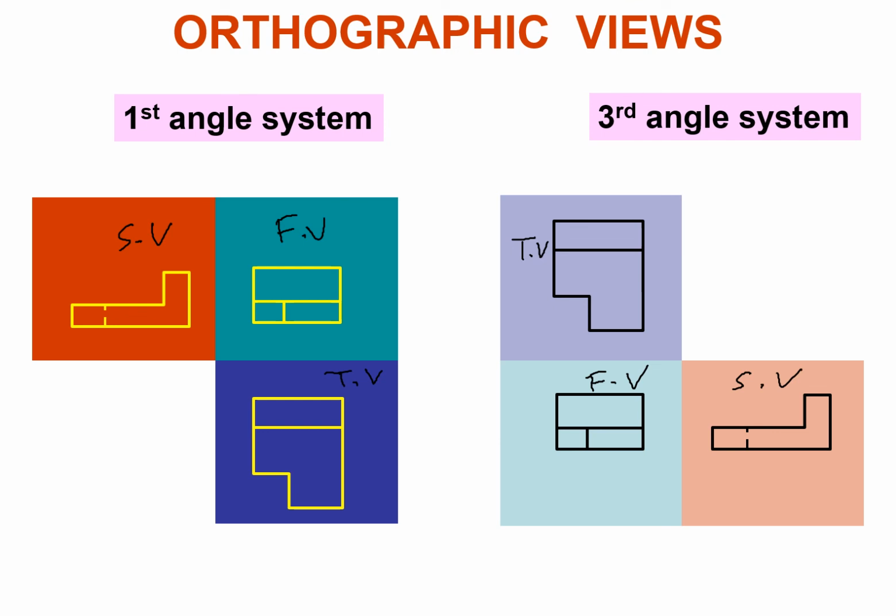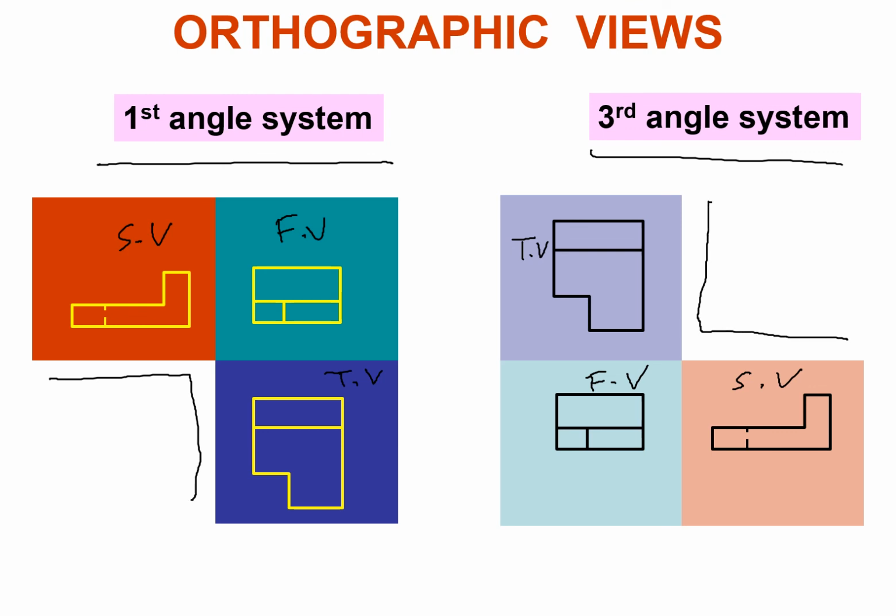So now you can comprehend why this is called the third angle projection system and why this is called the first angle projection system. Basically, you can see that it is related to how these three views are oriented on your sheet. You can see the difference in orientation: here the front view is at the top right, then on the left side is the side view, and at the bottom is the top view.